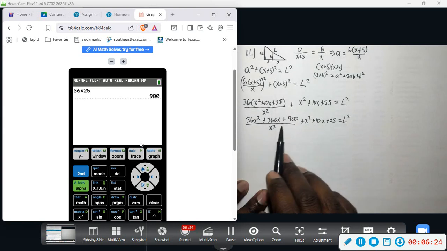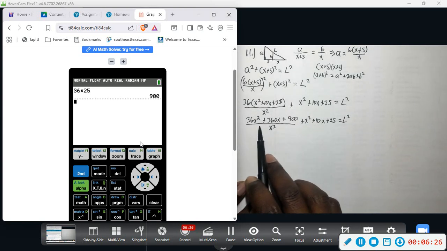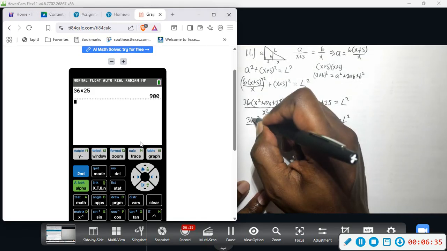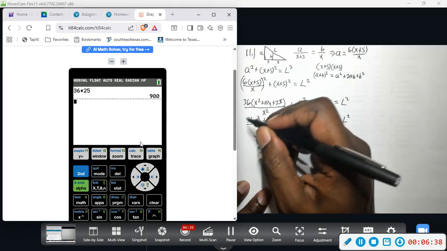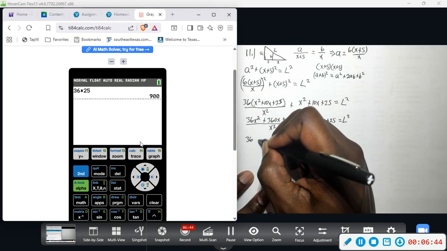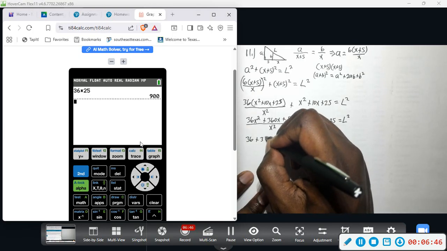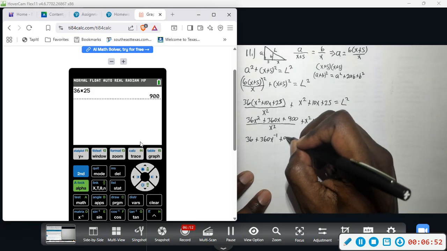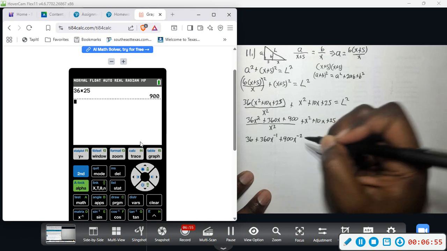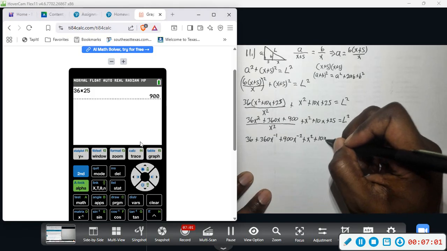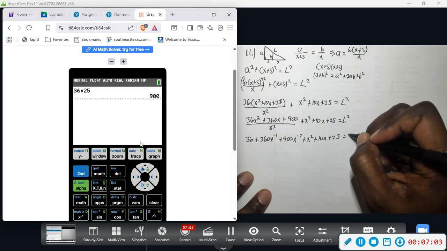All right, I want to do the derivative. I don't want to do the quotient rule. So I'm going to divide each term by x squared and write these as negative exponents. That way I can just do the power rule, and then we'll simplify from there. Dividing the first term by x squared, we get rid of x squared, leaving me with 36. This divided by x squared, one of the x's will cancel out, leaving me with 360x to the negative 1. And then this will be plus 900x to the negative second power. And then each of these terms, x squared plus 10x plus 25, equals L squared.